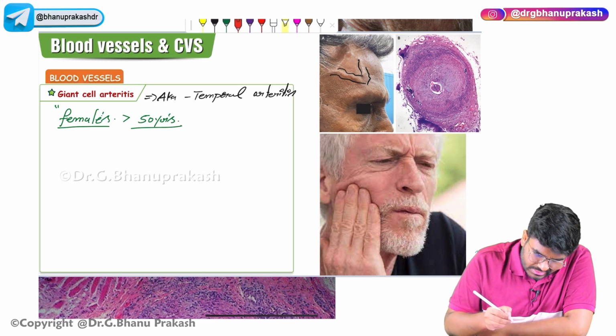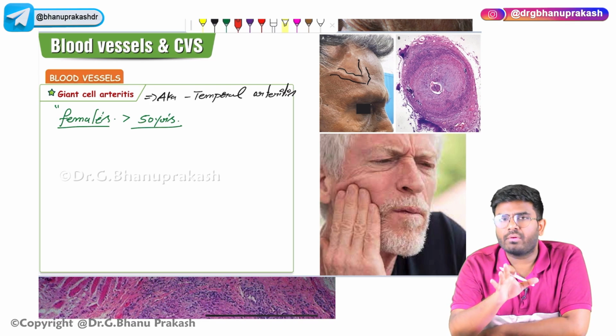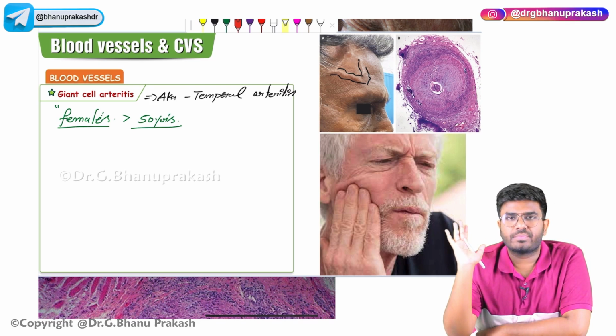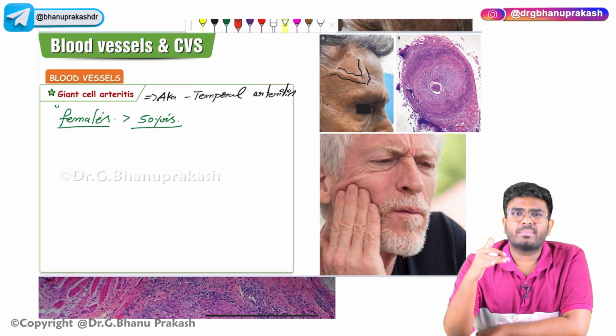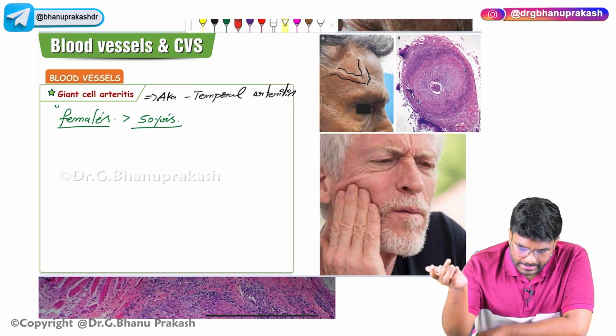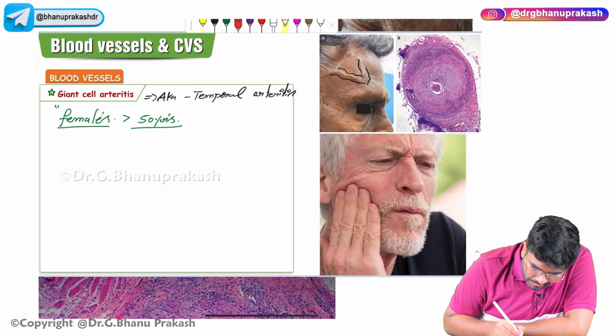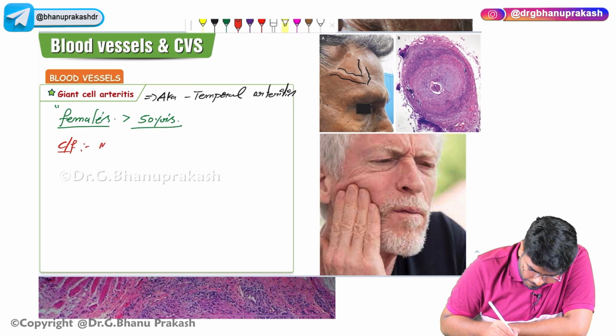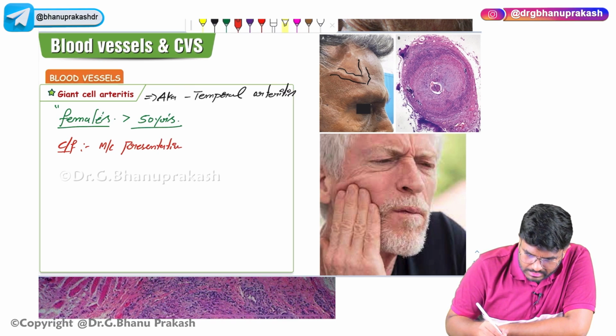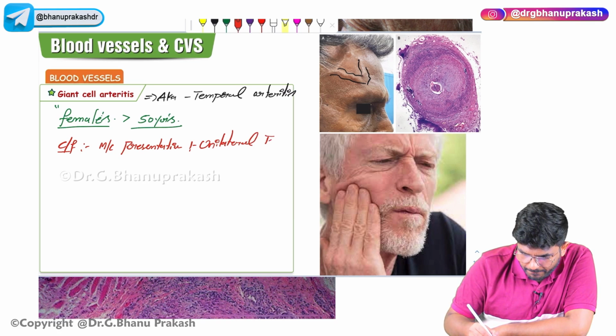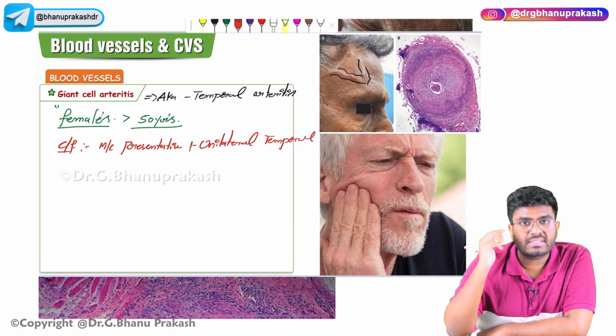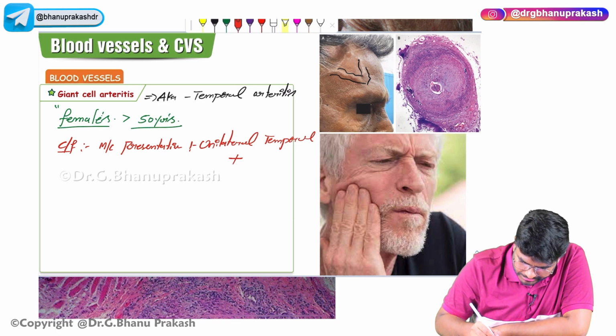Now after this, what are the clinical features? If you get this giant cell arteritis, already I have told you, we exactly don't know the reasons. It's hypothesized that it might be because of some autoimmune processes. We exactly don't know, idiopathic. If you have giant cell arteritis, what are the clinical features? The most common presentation is unilateral temporal headache, meaning on one side, in the temporal region.